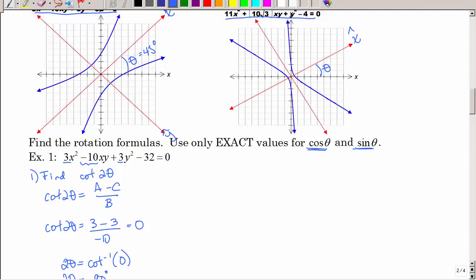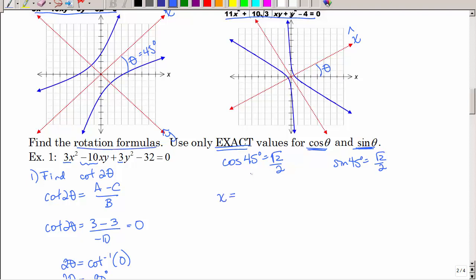Now we need to find cosine theta and sine theta. So we know that the cosine of 45 degrees is the square root of 2 over 2. And so when I say exact values, that means no decimals. Go back to your chart, your unit circle. The sine of 45 degrees is also the square root of 2 over 2. So now we need to find those rotation formulas.